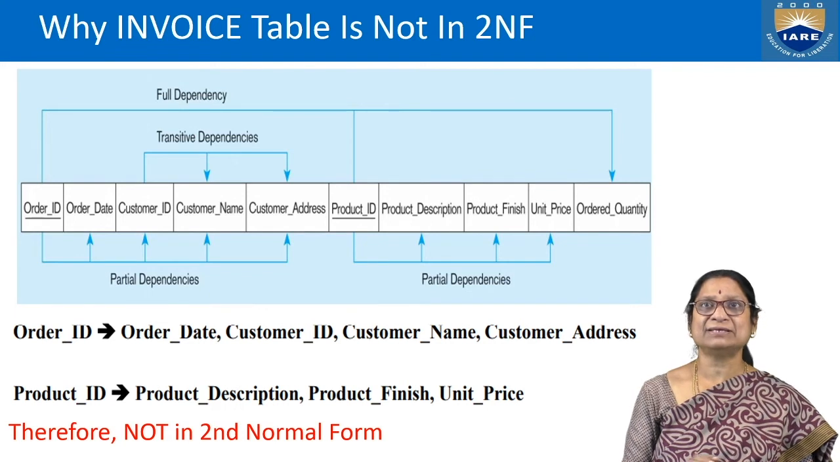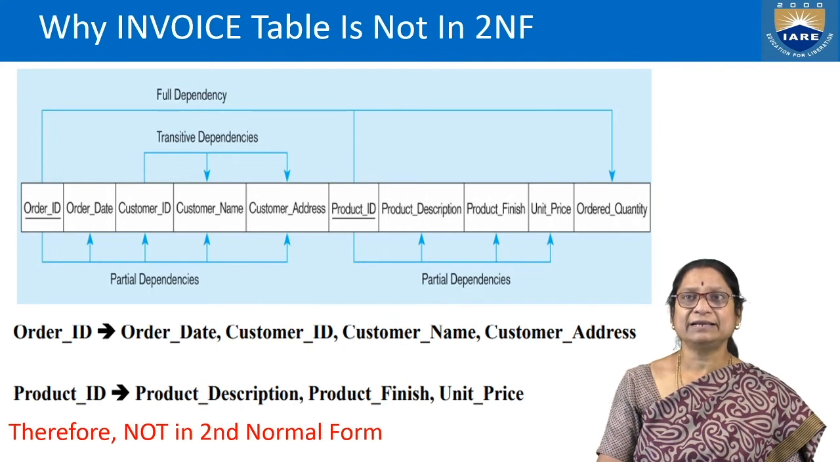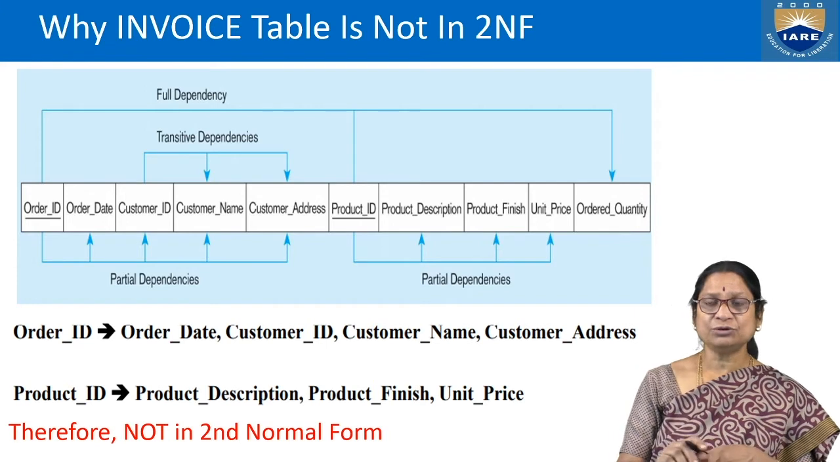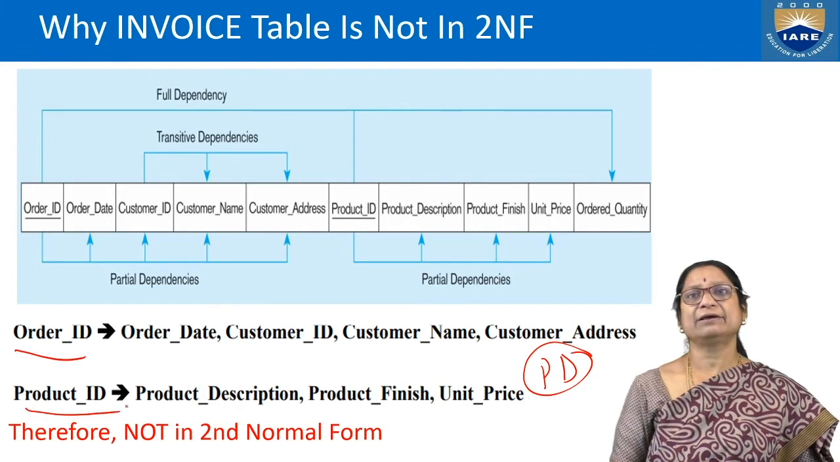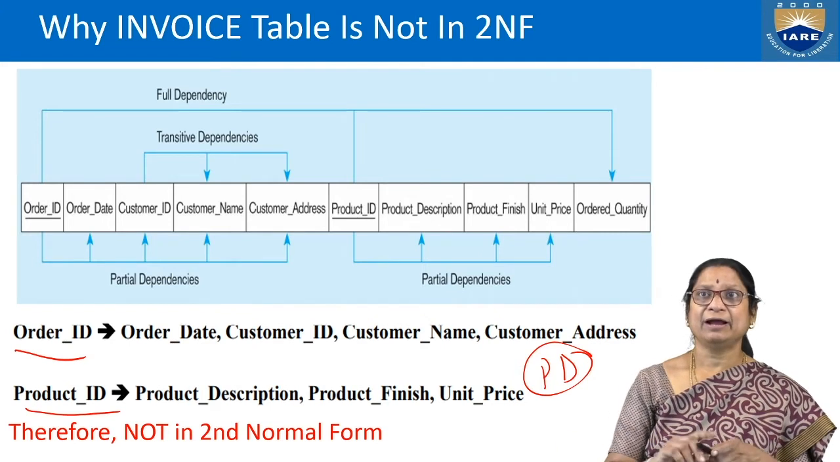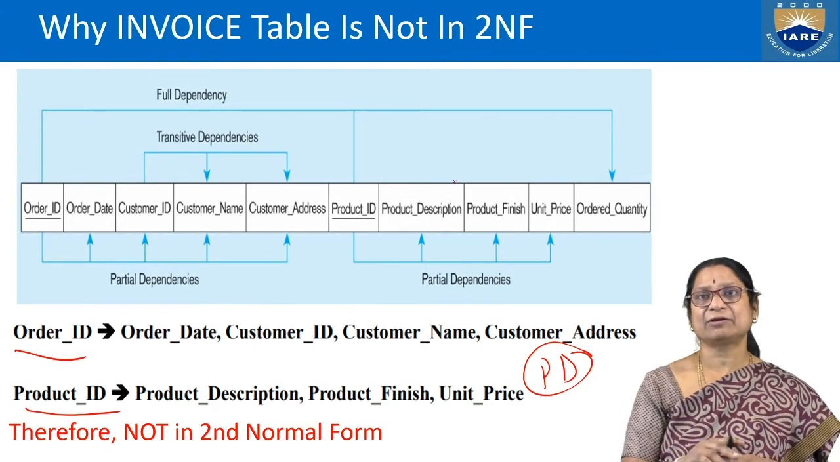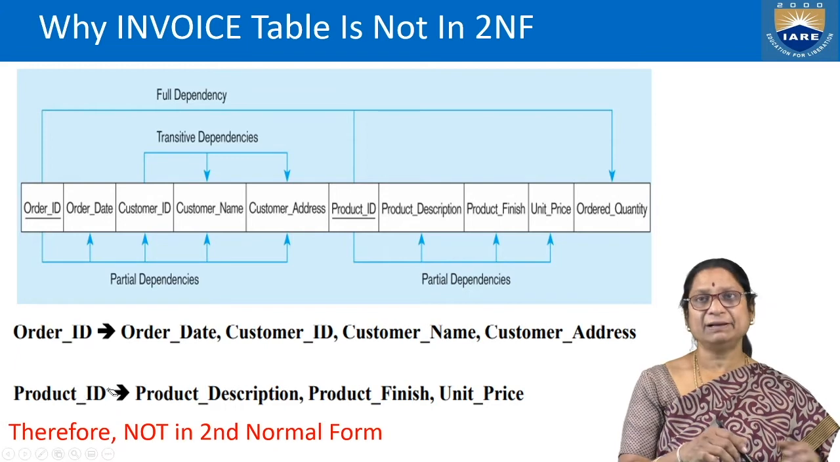Now, considering the previous example, it is not in 2NF, as I explained, because two partial dependencies are there. Order ID determines order date, customer ID, customer name, customer address. Product ID determines product description, product finish, unit price. What are these two? These two are partial dependencies. Why? Because order ID and product ID are parts of the key. What is my key, as I explained? Order ID, product ID. This combination is a composite key. So therefore it is not in second normal form, because partial dependencies exist.